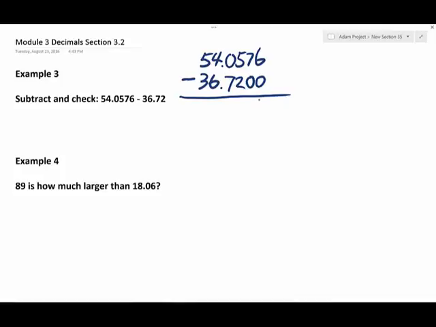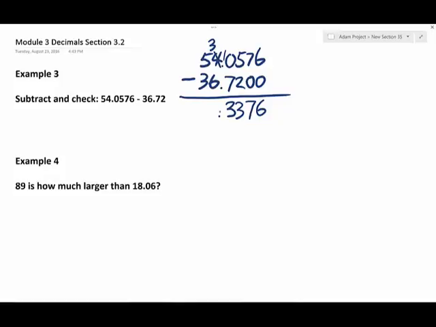6 minus 0 gives us 6. 7 minus 0 gives us 7. Now we have 5 minus 2, which gives us 3. Now 0 is not enough to be subtracted by 7, so we have to borrow 1 from 4. So now we have 10. 10 minus 7 gives us 3. And then we copy down the decimal point.